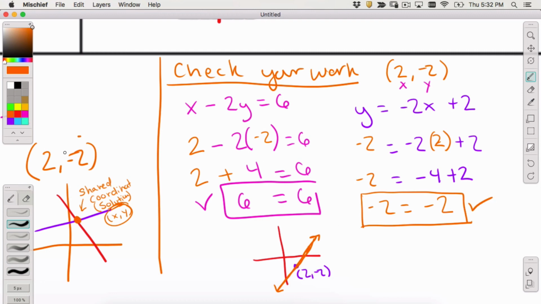Love it. All right, so at the same time, that means that this line, and it has a negative slope. Boom. There we go. At this coordinate point, they are both equal. They share that point.